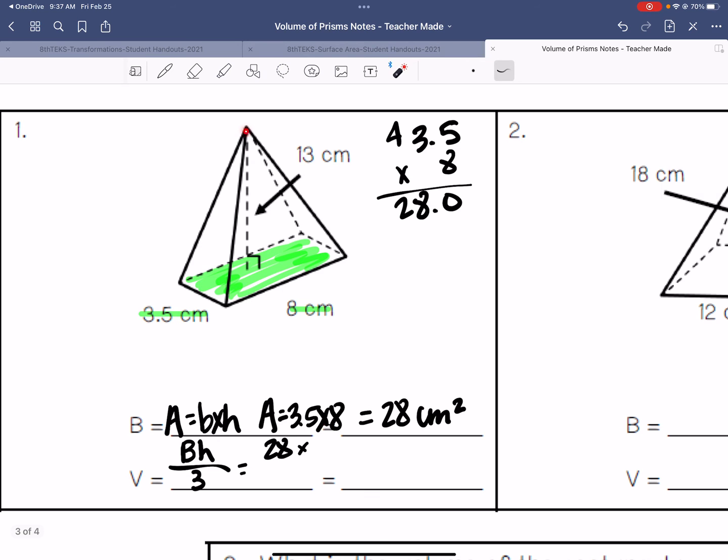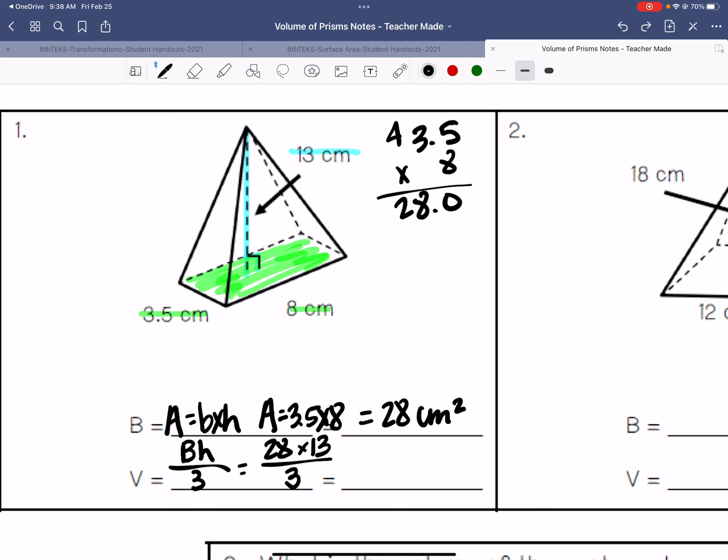Remember, the height of our pyramid is going to run from the very point all the way down and intersect with our base with a right angle. So that means that this 13 right here is going to be our height. And all of that is divided by 3. Just like we could divide by 2 first when we're finding the area of a triangle, we can divide by 3 first when we're finding the volume of a pyramid. So we can divide 28 by 3 or 13 by 3, whichever one is going to be easier.